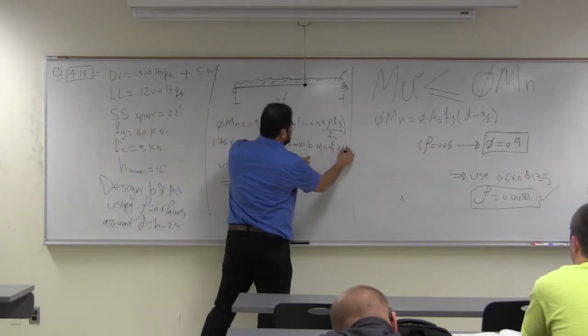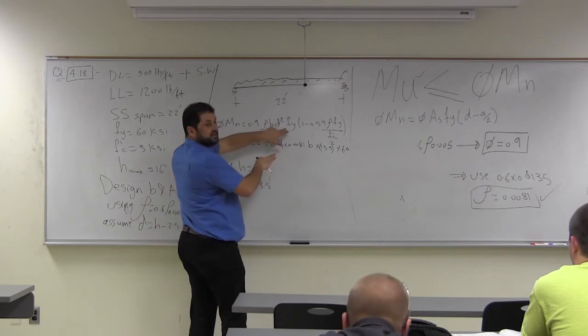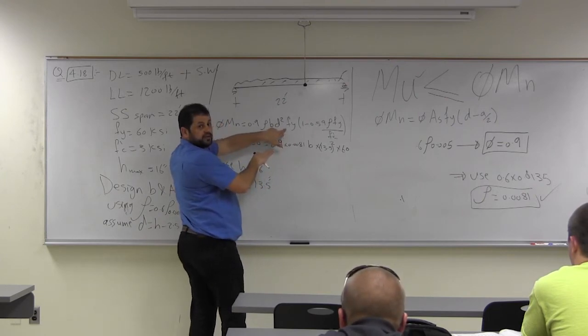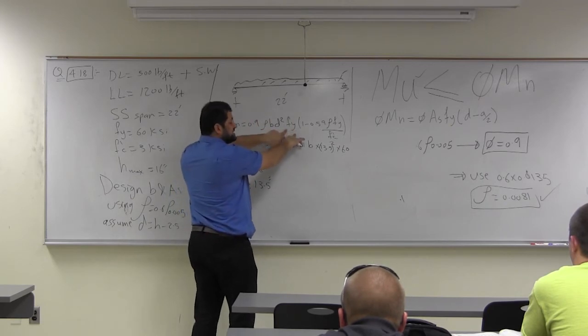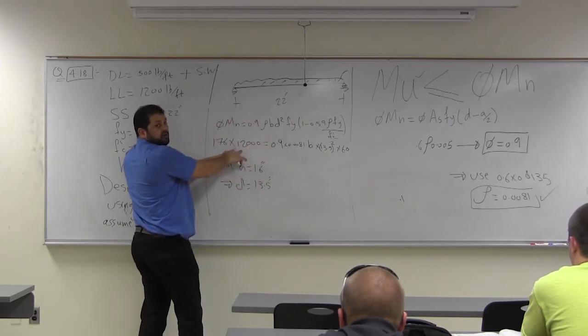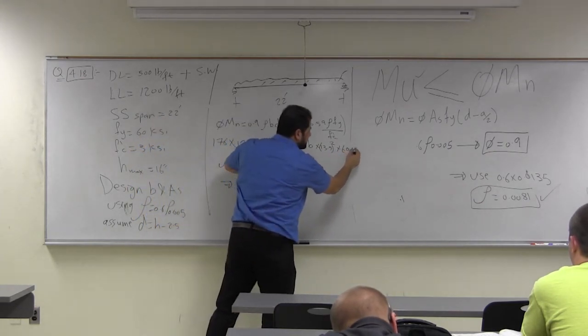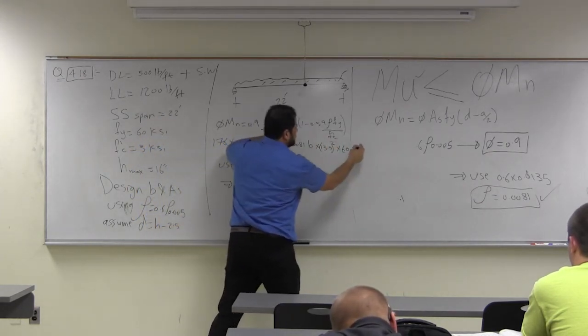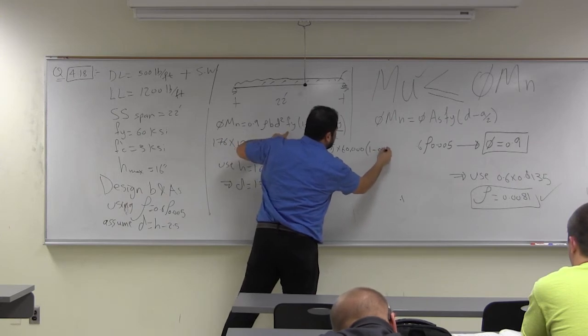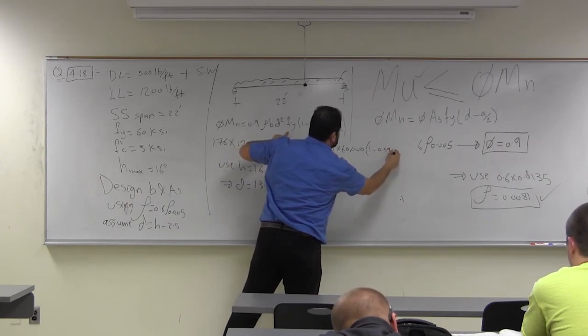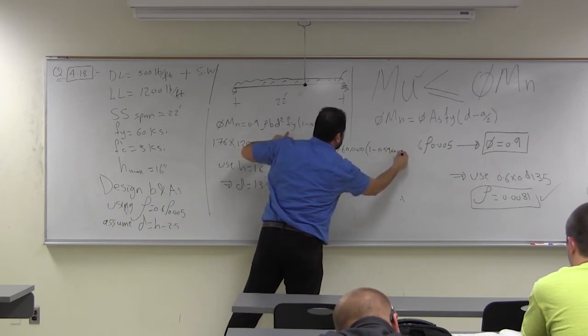Times 60, what? You need to have this one in psi. If you want to have this one 60, this multiplied by 12, just compatible with the dimension. So this is 60,000. This 1 minus 0.59 times 0.0081.